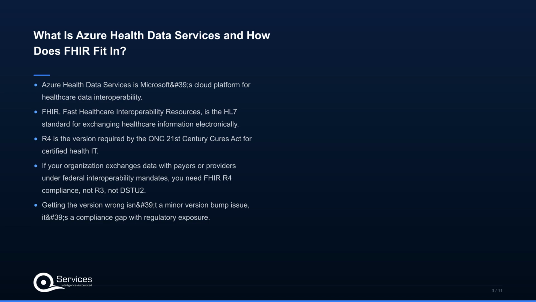If your organization exchanges data with payers or providers under federal interoperability mandates, you need FHIR R4 compliance, not R3, not DSTU2. The ONC's information blocking rules have real teeth. Penalties for health IT developers that block data sharing can reach $1 million per violation. Getting the version wrong isn't a minor version bump issue, it's a compliance gap with regulatory exposure.